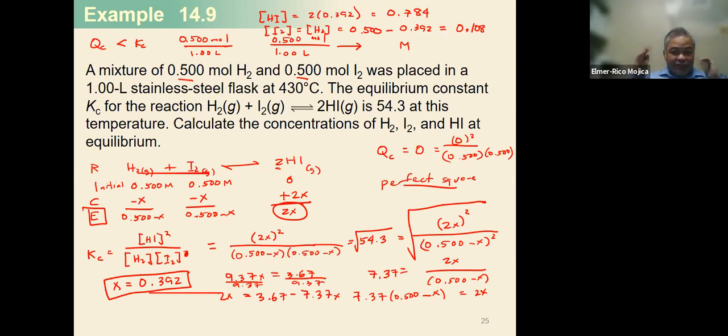And there's a way to check if it's right. How are we going to check if it's right? Anyone? I'm going to use the values that I have in the expression. 0.784 squared divided by 0.108 squared. And the value should be equal to or close to 54.3. Kindly check.